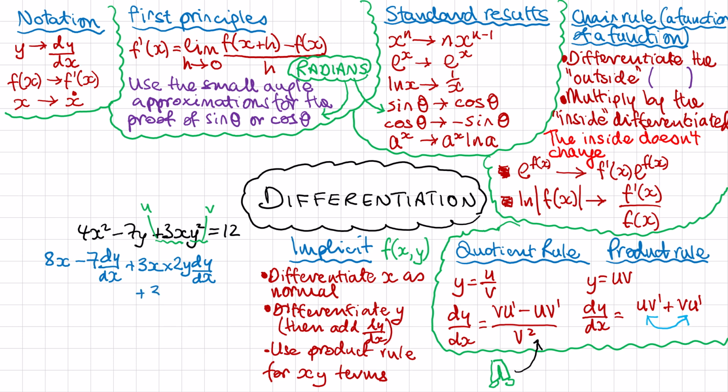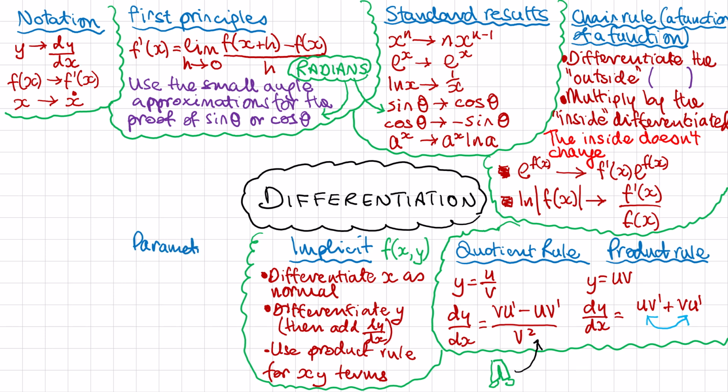The y squared stays the same because that's like the v part, and that's going to equal 0 because we differentiate the 12 as well, so that just becomes 0. And then what we can do from here, if we needed to, is rearrange it and make dy dx the subject. Next we'll look at parametric differentiation.